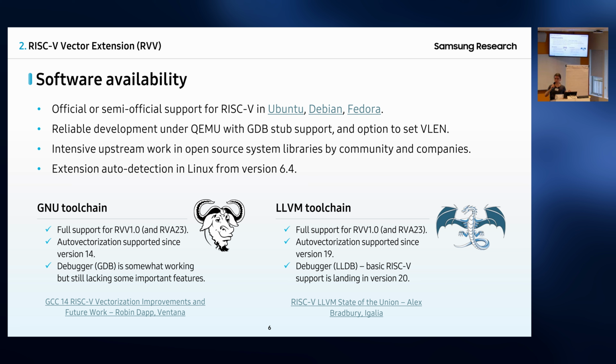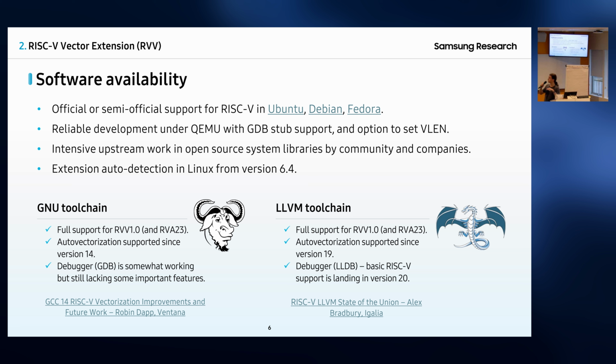Regarding the general RISC-V situation, there is official or semi-official support from major Linux distros. For example, Ubuntu has top tier official support. You can go to the Ubuntu website and download images for several RISC-V boards. There is also growing support in Debian and Fedora. The next major Debian release will also have official support for RISC-V.